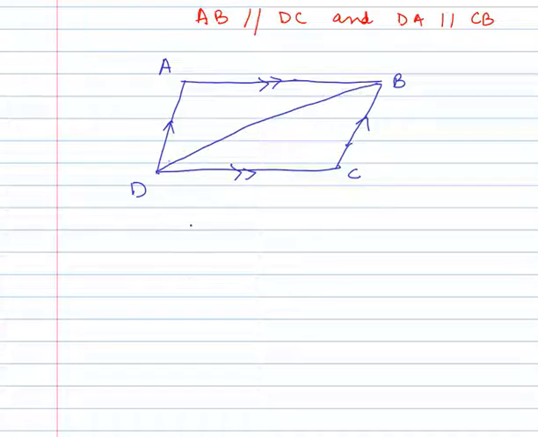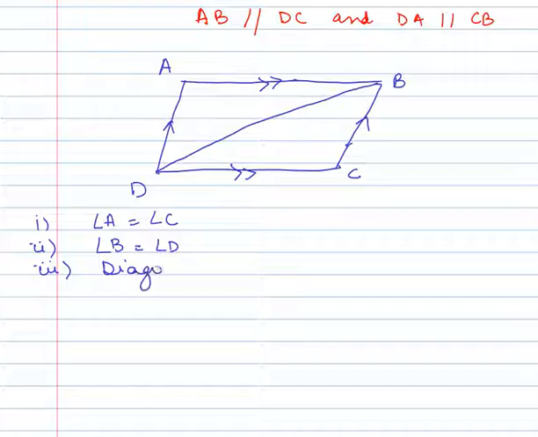Now a few properties of the parallelogram which we are going to study are: angle A is equal to angle C, angle B is equal to angle D, whereas the diagonals of a parallelogram intersect each other, bisect each other.